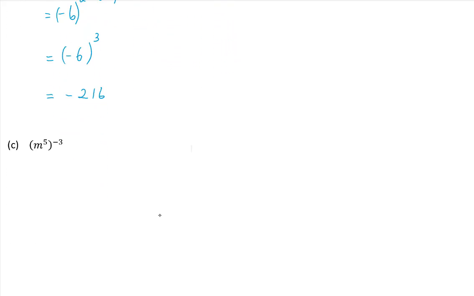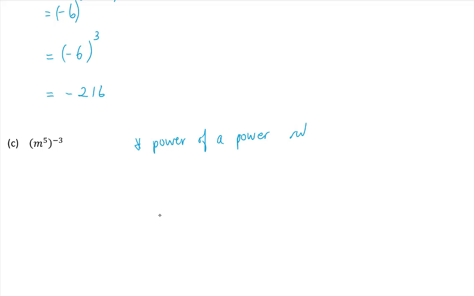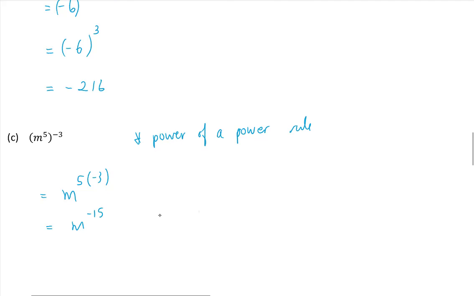All right, next one. We have m raised to the exponent of 5, and then that is raised to the exponent of negative 3. Notice we only see one base, but 2 exponents, so here we're going to use our power of a power rule. And this gives us m raised to the exponent of 5 times negative 3, which is m to the negative 15.